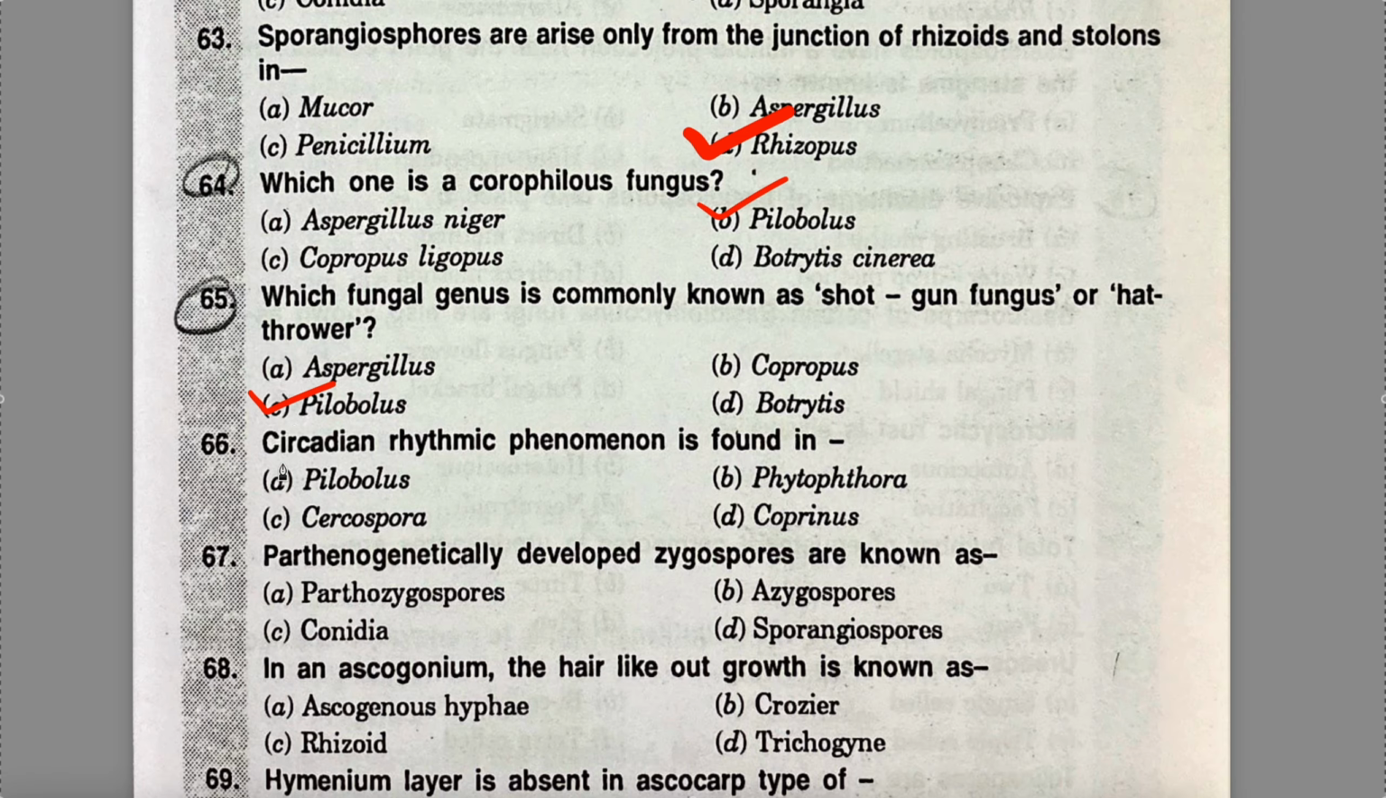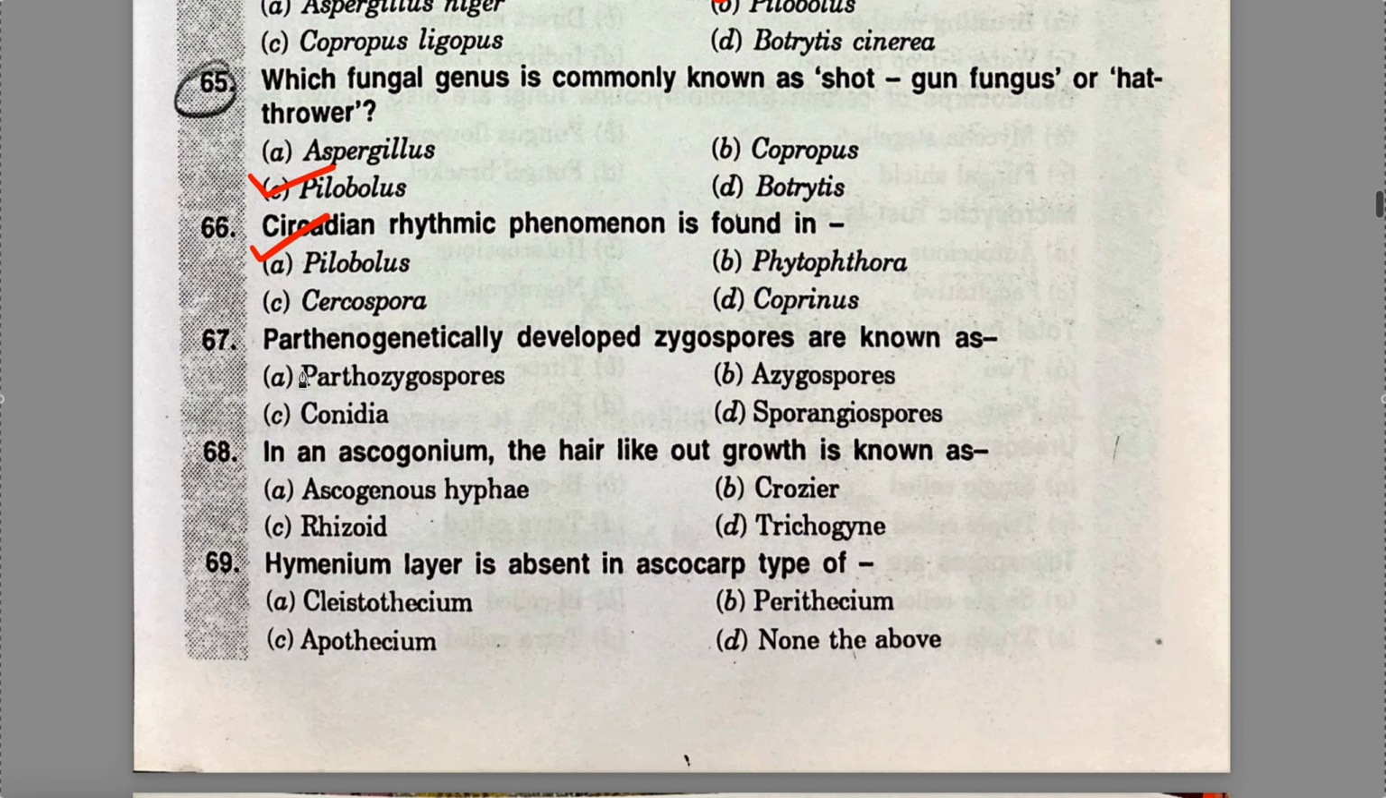Question 66. Circadian rhythmic phenomena is found in Pilobolus, Phytophthora, Cercospora or Coprinus? It's again Pilobolus. 67. Parthenogenetically developed zygospores are known as parthenozygospores, azygospores, conidia or sporangiospores? Answer B, azygospores.